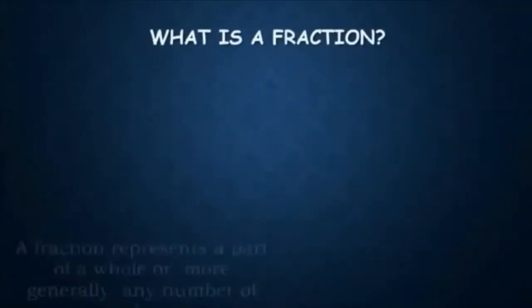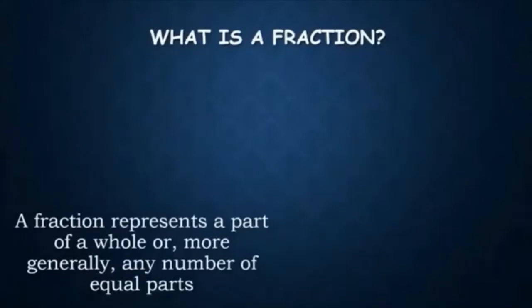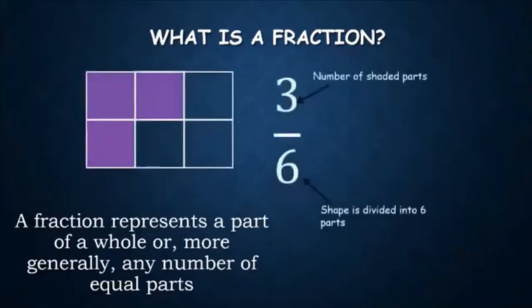What is a fraction? A fraction represents a part of a whole or, more generally, any number of equal parts. For example, 3 by 6. The 3 represents the number of shaded parts, and the 6 represents the number of parts the shape is divided into. The 3 is the numerator. That means the number at the top is called the numerator. And the 6 is the denominator. That means the number at the bottom is the denominator.